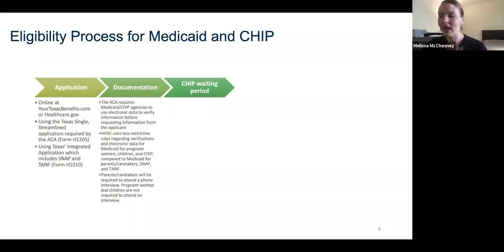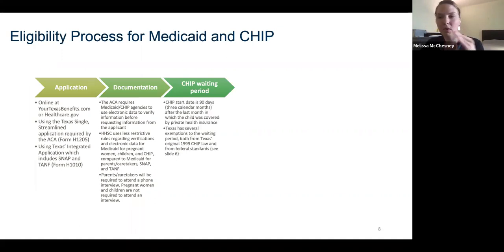CHIP waiting period, occasionally, this doesn't happen very often. We have a ton of exceptions, but if you do have a kid who just recently dropped their private health insurance, they may have to wait 90 days before they can get into CHIP. In that 90 days, they are eligible for the ACA while they wait for CHIP. It doesn't work very well. It's pretty hard to get yourself enrolled in that 90 days and then switch over to CHIP, but technically that's how it's supposed to work.